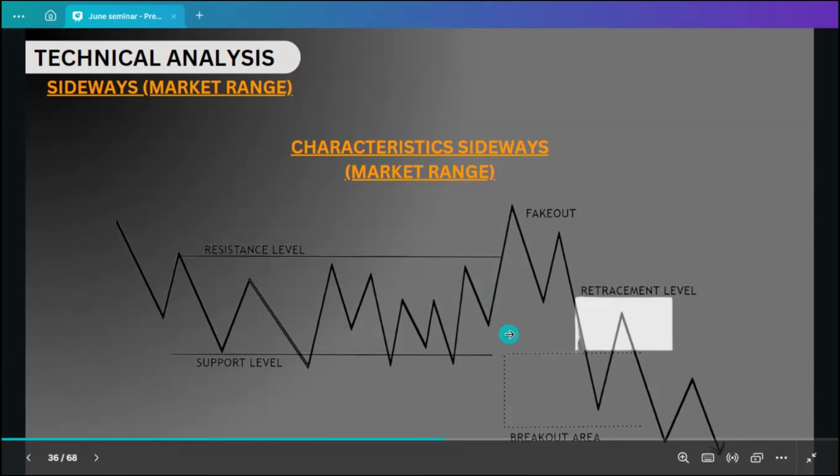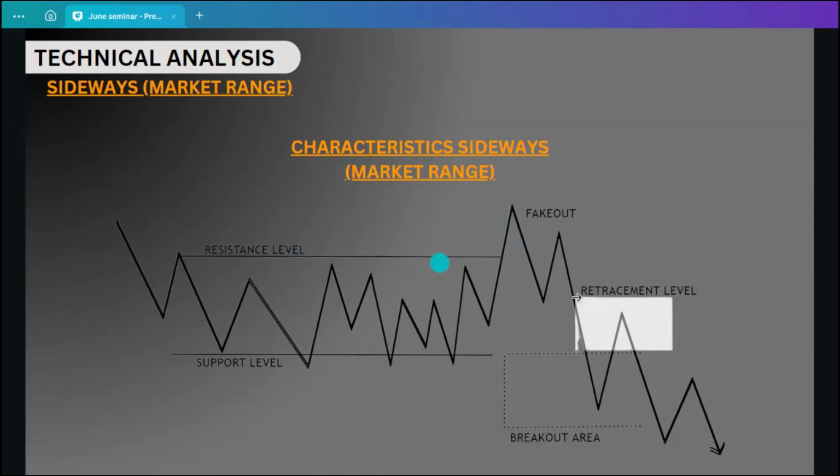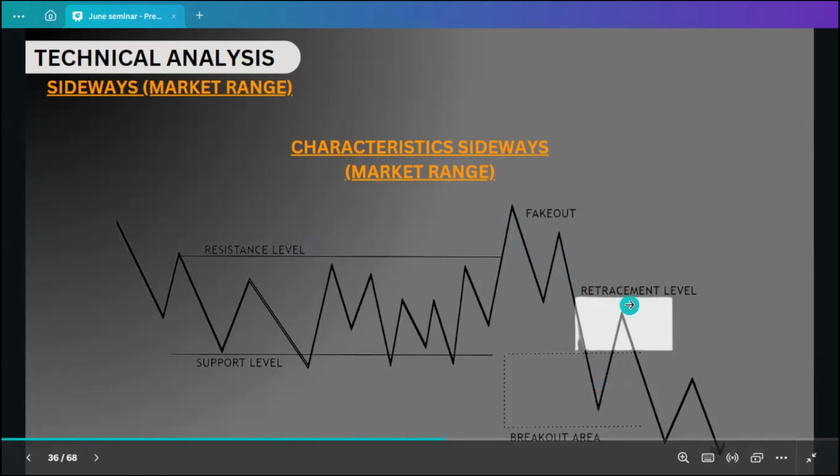there's most likely to be a fake out. So the moment you spot a fake out in a trend, start expecting a breakout. This is one of the confluences or key factors of knowing when price is about to break. Before a breakout, there is always a fake out. So this is a fake out here, and price now breaks out. Now price retraces. So these are the key characteristics of a sideways market.